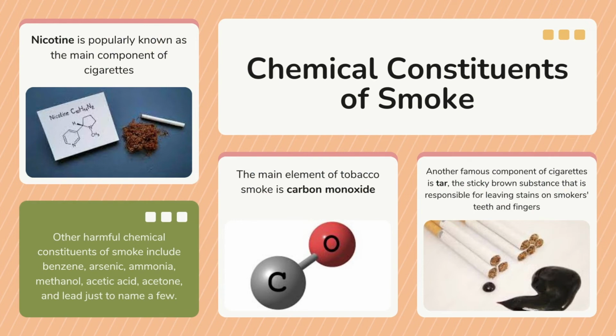Another famous component of cigarettes is tar, the sticky brown substance that is responsible for leaving stains on smokers' teeth and fingers. It contains cancer-causing particles or carcinogens, and tar itself can lead to various lung diseases as it damages parts of the lungs like bronchioles and cilia. Other harmful chemical constituents of smoke include benzene, arsenic, ammonia, methanol, acetic acid, acetone, and lead, just to name a few. All of these dangerous and toxic chemicals are present in every inhalation of cigarette and its smoke.